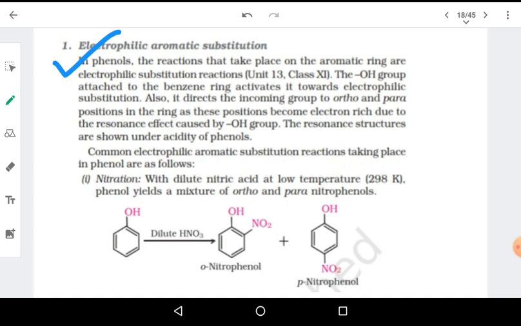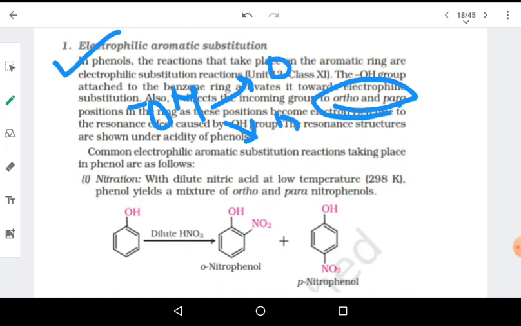Now, phenols are ortho-para-directing. The OH group is an ortho-para-directing group, right? We have already discussed that in the benzene part. So if I use dilute HNO3, that is going to carry out the process of nitration. We do not require H2SO4 here. What is the reason? It is because we have the OH group, which is a strong protonating group. It can protonate the dilute HNO3 to give NO2+.